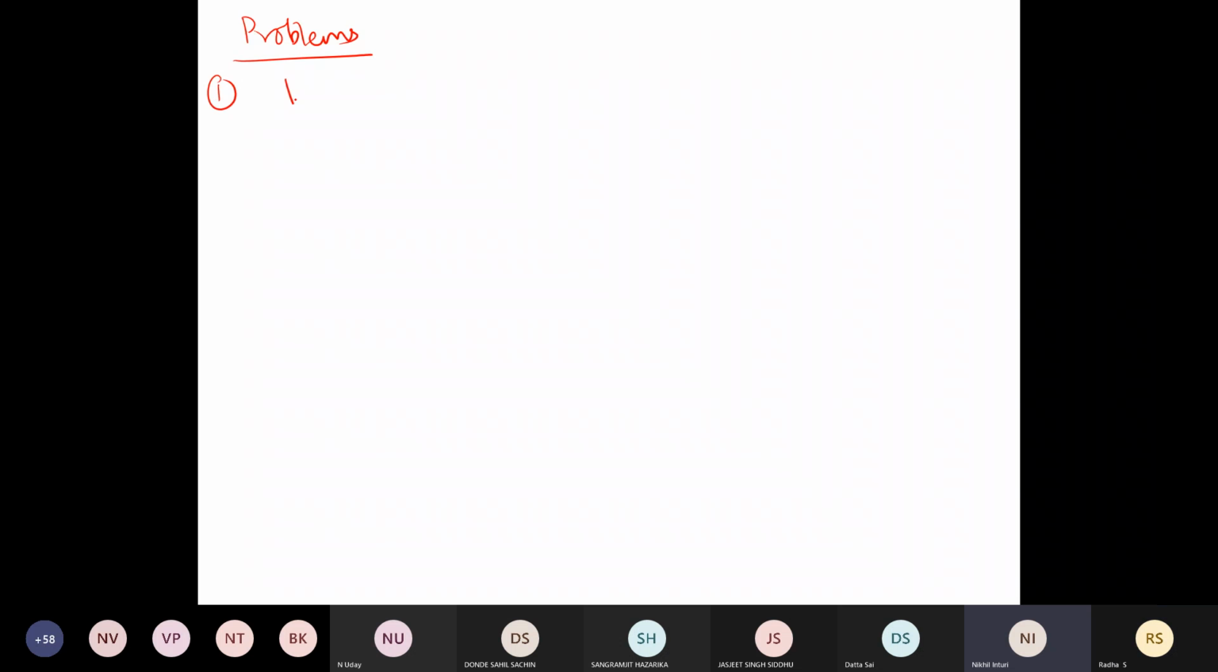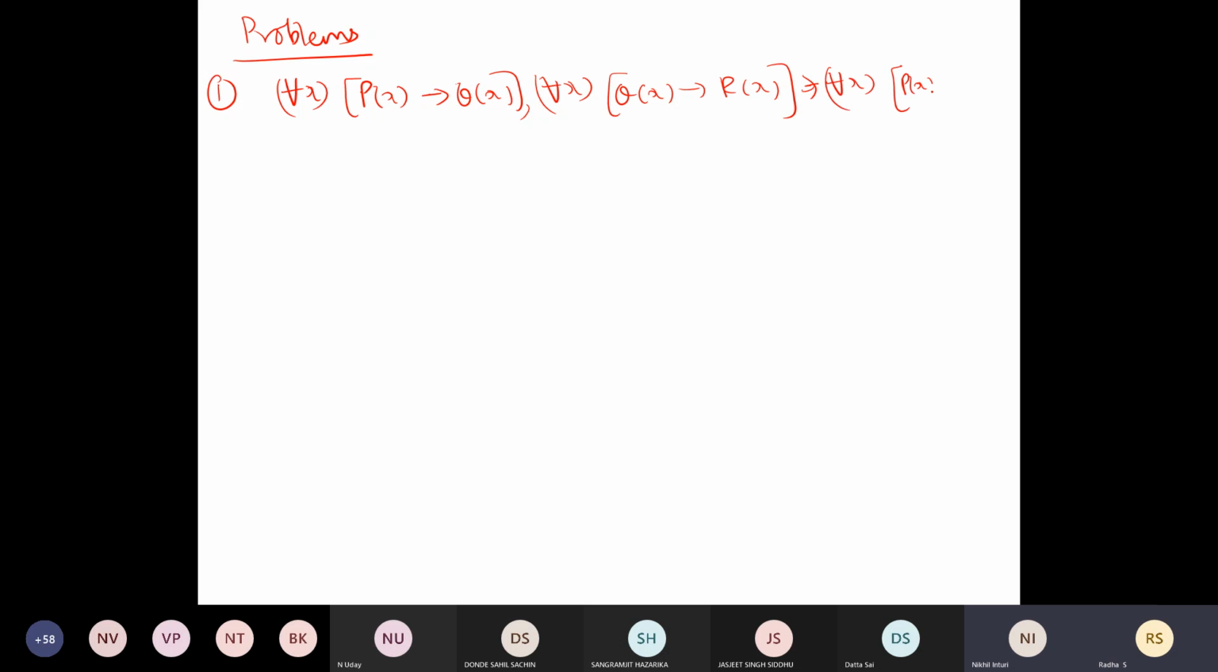First one: for all x, P of x implies Q of x, comma, for all x, Q of x implies R of x, implies for all x, P of x implies R of x. This is the thing I need to prove. They have given, and here 'and' means comma, right? Both are true. So you tell me how to proceed.